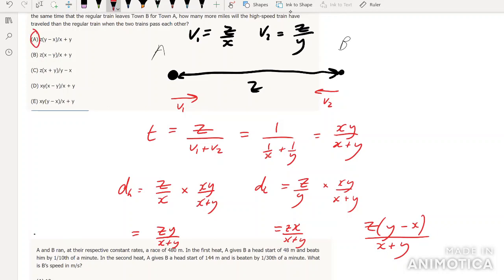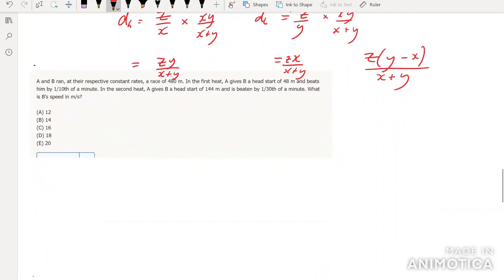So A. Okay. A and B ran, at their respective constant rates, a race of 480 meters. In the first heat, okay, so we've got a race of 480. And okay, there's some suspicious numbers here.